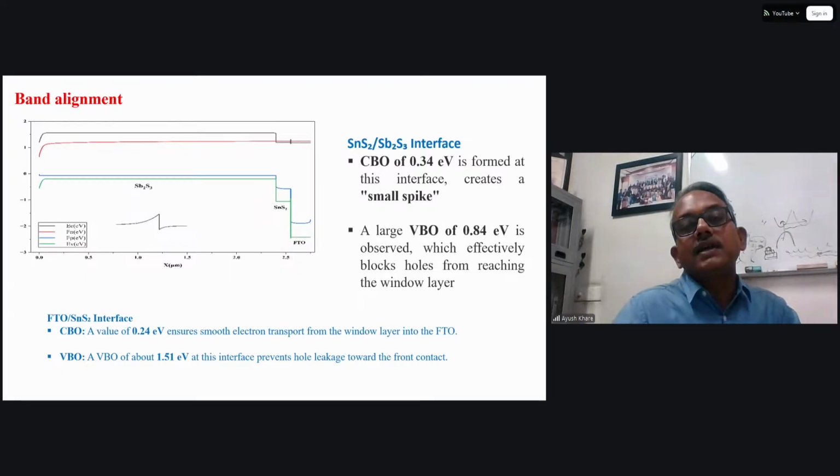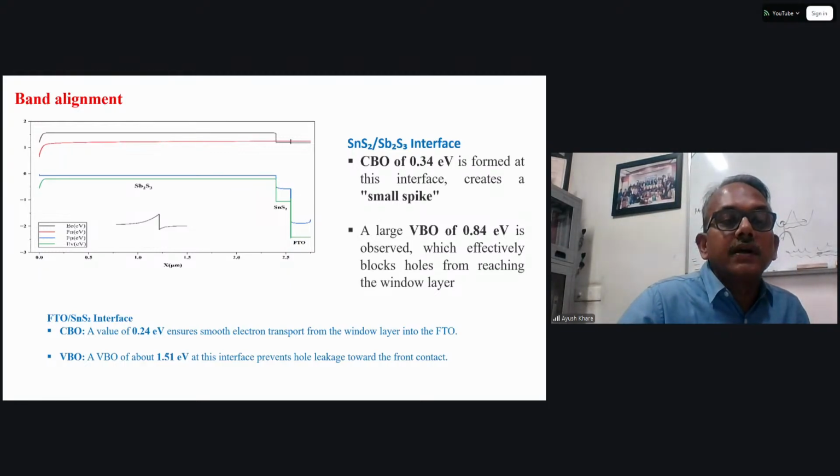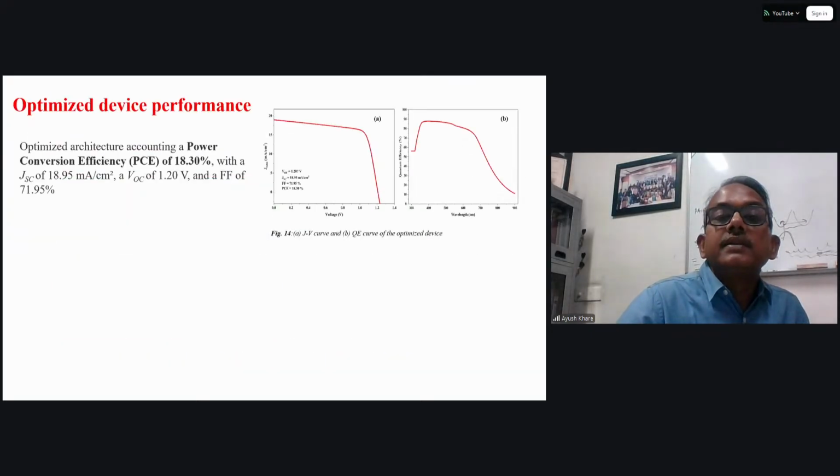These are certain values where you have to see what band gap value and what band alignment we should go for, and what we should not. These play certain roles because when materials are combined, certain changes occur, and these changes have to be within these terms only. CBO we have witnessed up to 0.24 electron volt, and VBO 1.5 electron volt. And these are the optimized device performance.